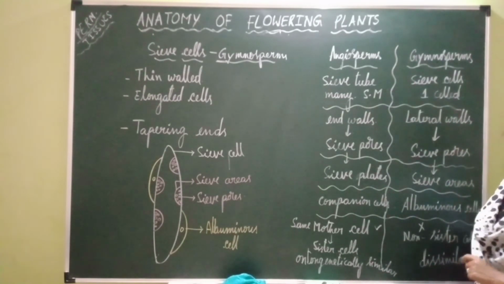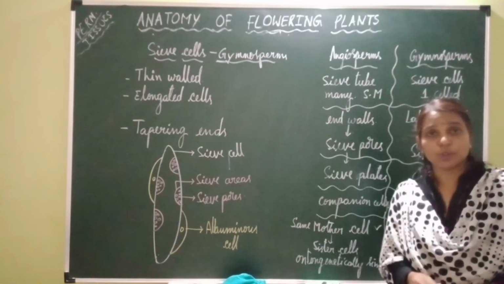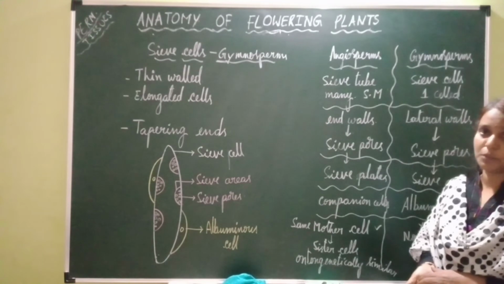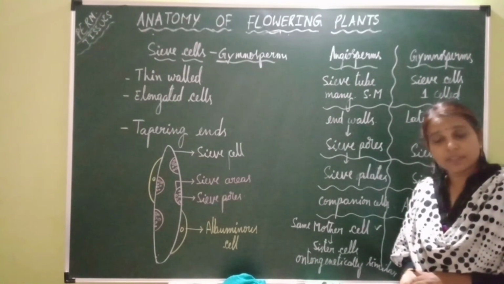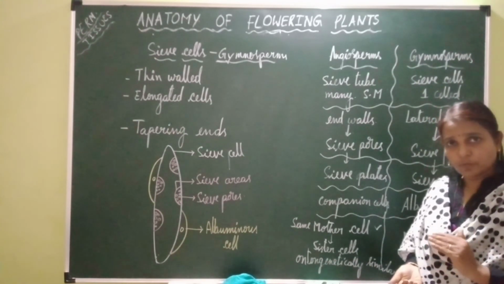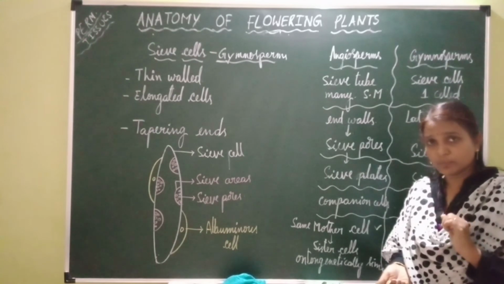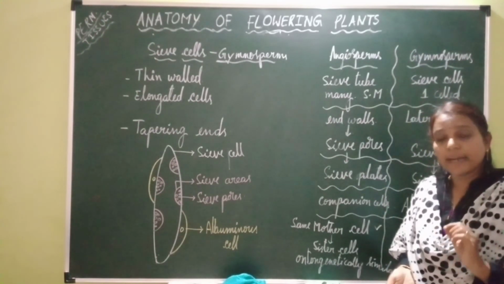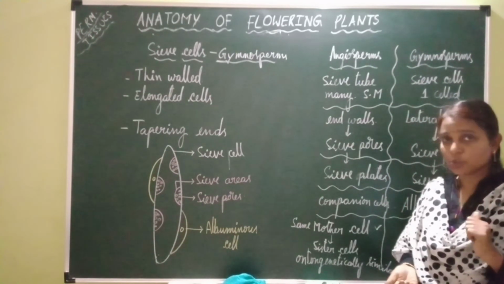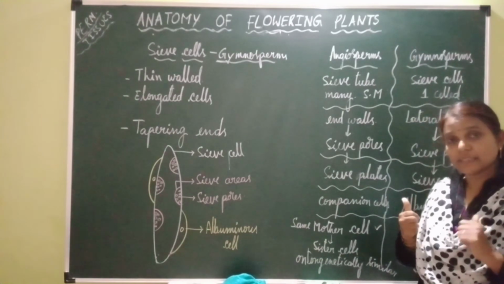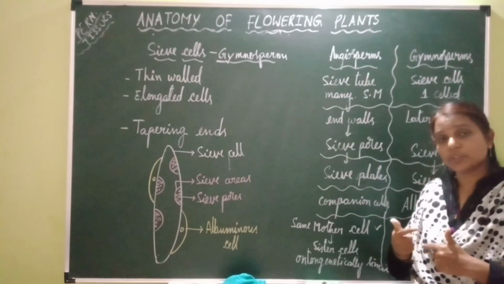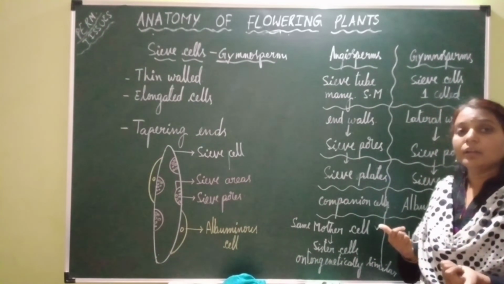So this is about the sieve tubes and companion cells present in the phloem of angiosperms, and the sieve cells and albuminous cells present in the phloem of gymnosperms. In the next video, I will be starting with the next elements of the phloem, the complex permanent tissue. Till now, we studied sieve tubes, companion cells, sieve cells and albuminous cells. In the next video, I will start with phloem parenchyma and phloem fibers.